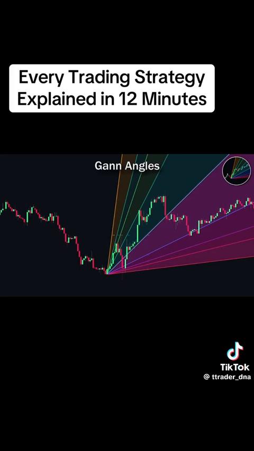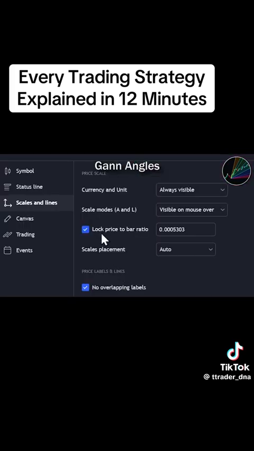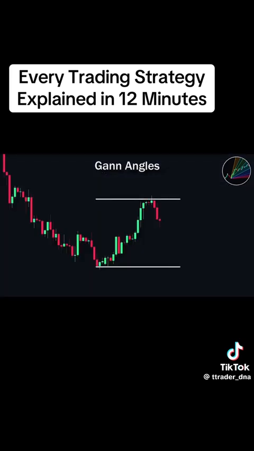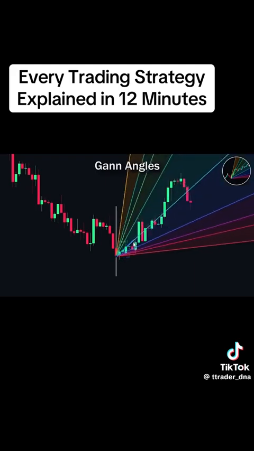To apply the Gann angles, first you go to Settings, then make sure to check the lock price to bar ratio. Next, identify a market range and mark the swing low and the swing high of that range. Then, draw a straight vertical line at the start of the range. After that, select the trend angle tool and measure 45 degrees. Then, use the Gann fan tool and place it at the 45-degree angle.